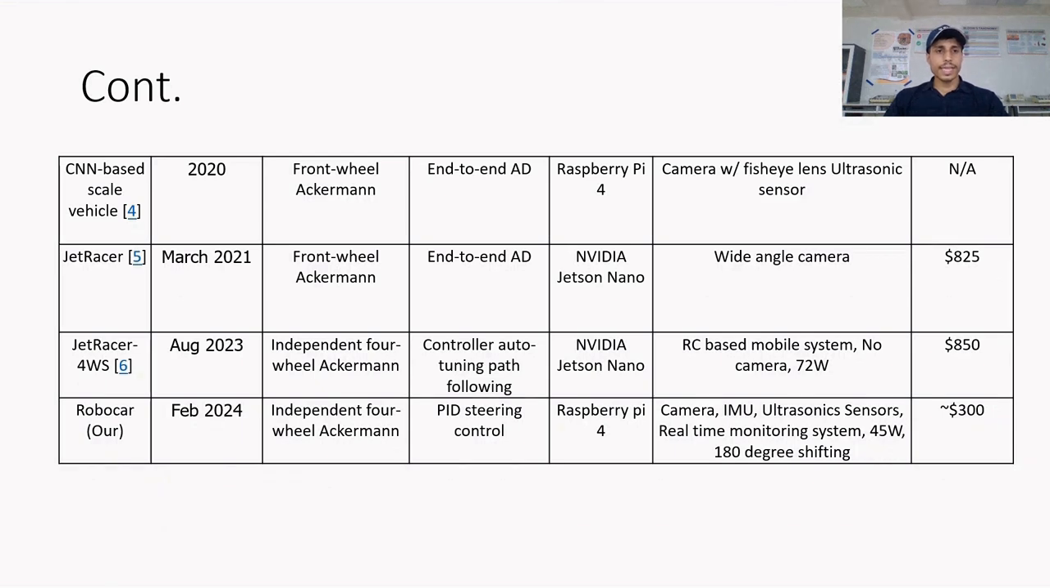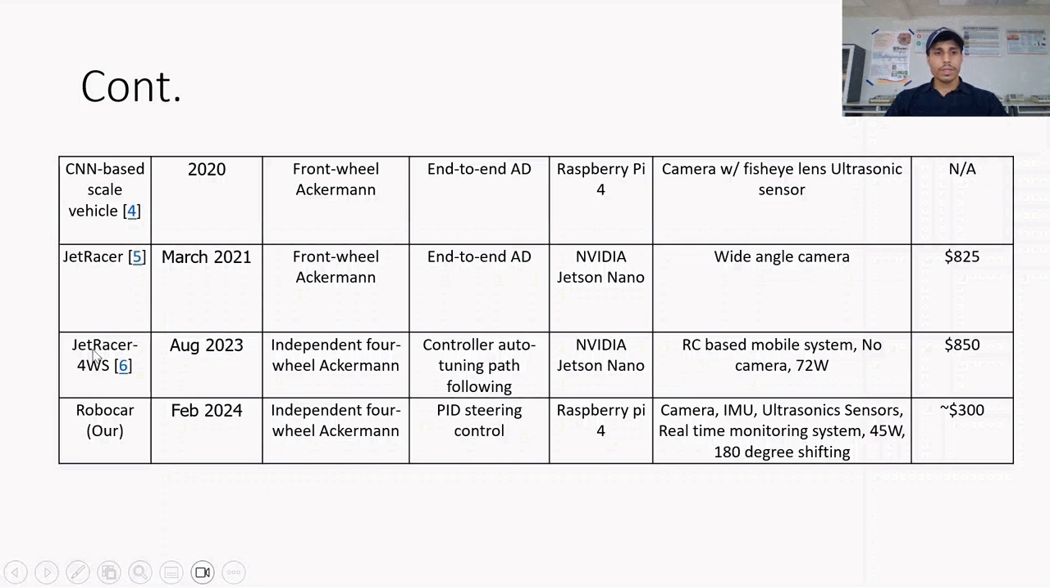Next is the CNN-based scale vehicle, developed in 2020. It utilizes front wheel Ackermann steering, focuses on machine learning for navigation, but not on advanced steering control. This vehicle is designed to showcase the capabilities of convolutional neural networks in autonomous driving, but its steering mechanism limits its ability to perform complex maneuvers.